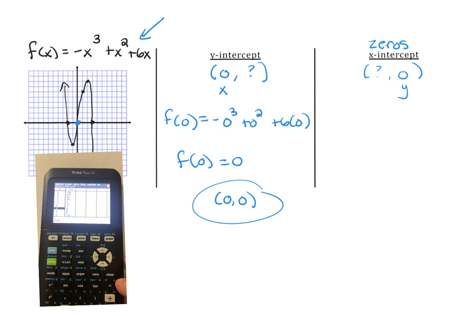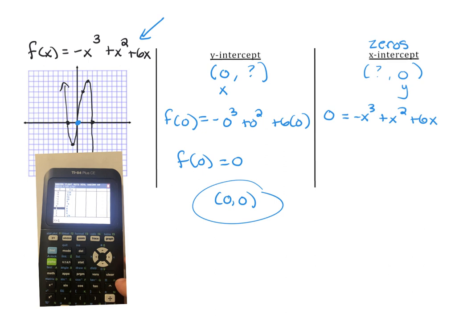Now, finding the x-intercepts can be a little bit trickier. We're going to plug in 0 for y. So this time we're setting the function equal to 0, and then we have to solve. So all different types of functions. In Algebra 2, you learned all different ways of solving these. So you'll have a variety of examples in your lesson.